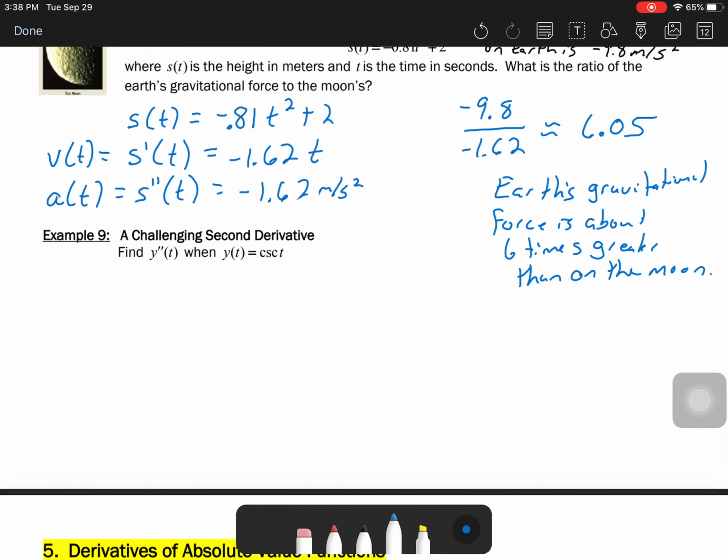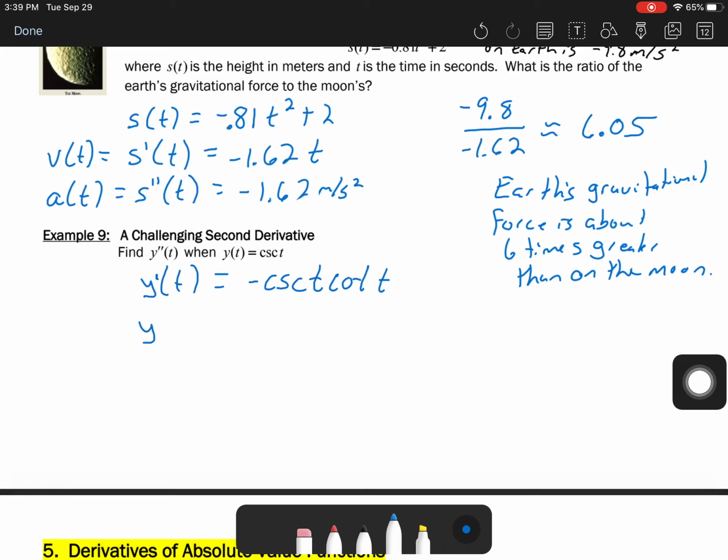All right. Example 9. Okay, so this is kind of a challenging second derivative. Many times second derivatives get easier with polynomial functions because they just get simpler as you go. With trig functions, that's not always the case. So first of all, y prime of t, we know that the derivative of cosecant is negative cosecant. Remember to put your variable in there, t, and then cotangent. It's kind of a bad variable because we got t's, well, just do your best.